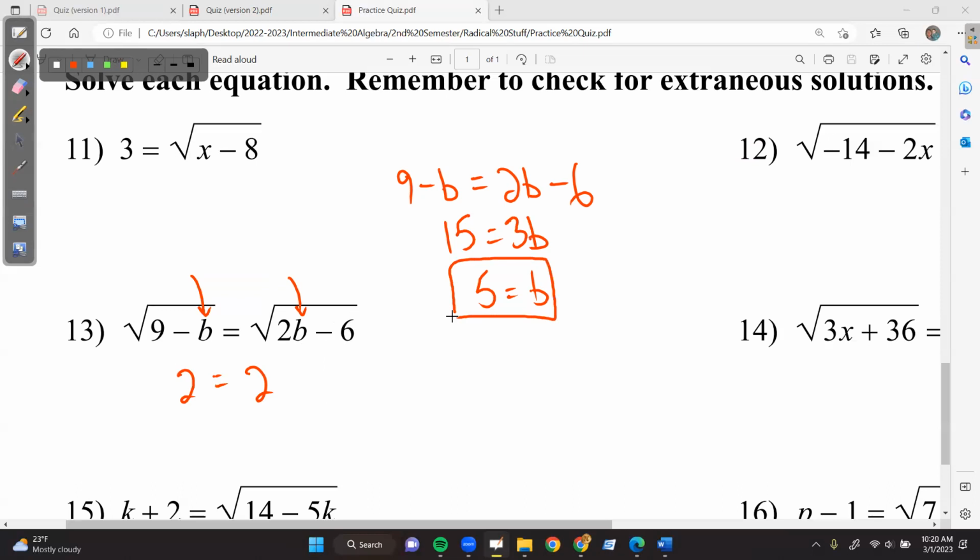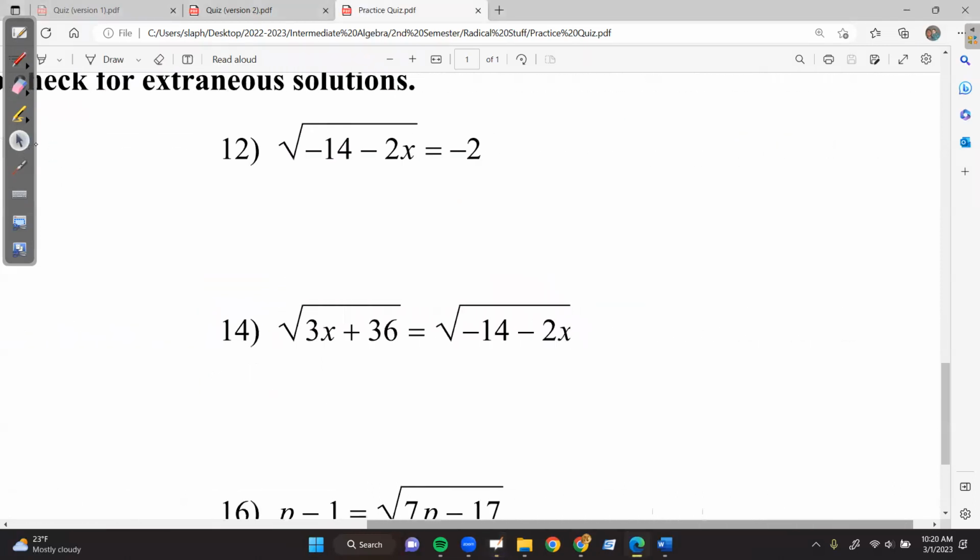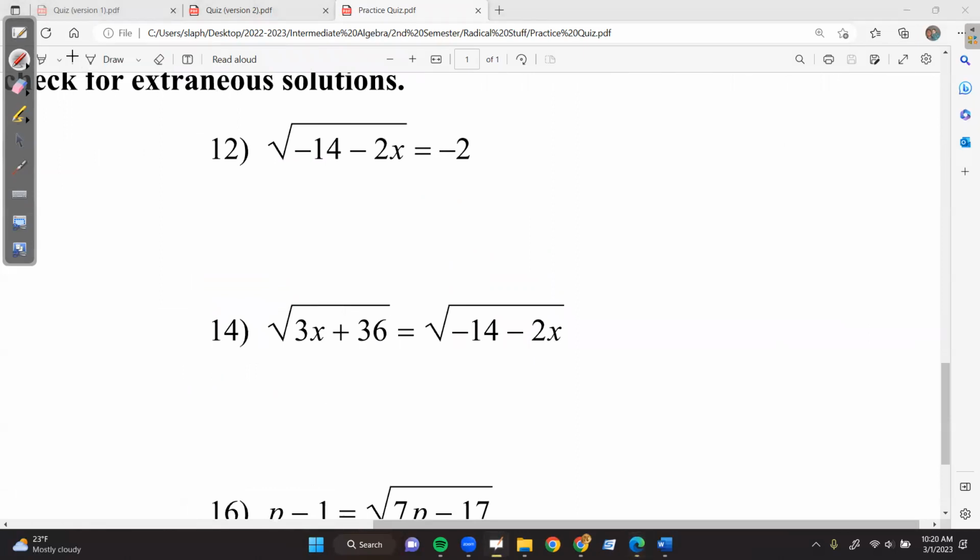It's all yours, buddy. Question 14 is honestly just more of the same. We're going to just square both sides. And again, the crane is just going to lift off the roots, and now it's going to pop a little baby equation. So square the left, you get 3x plus 36. Square the right.